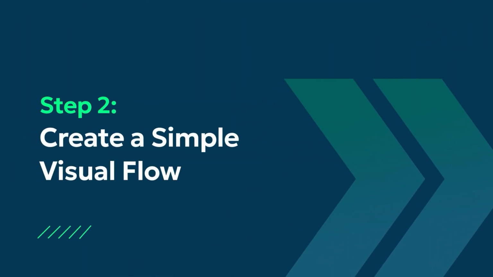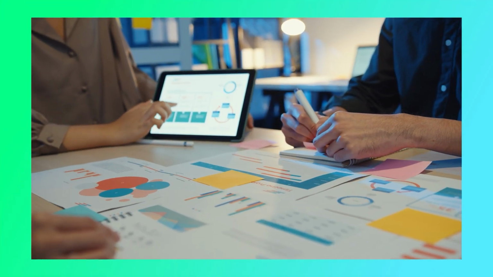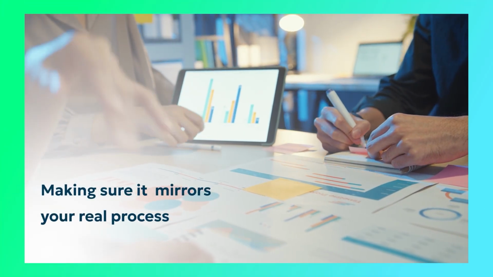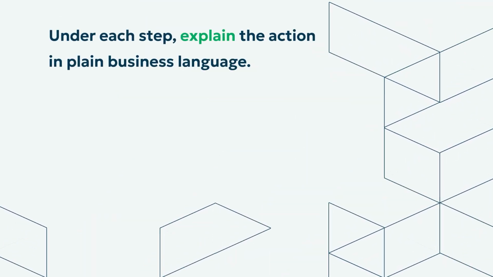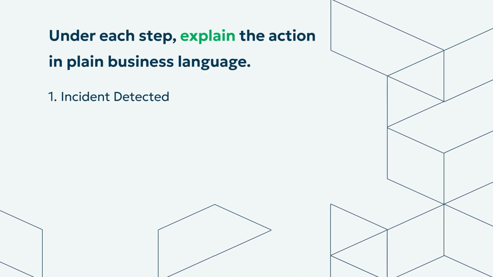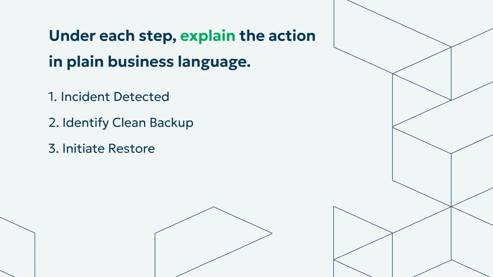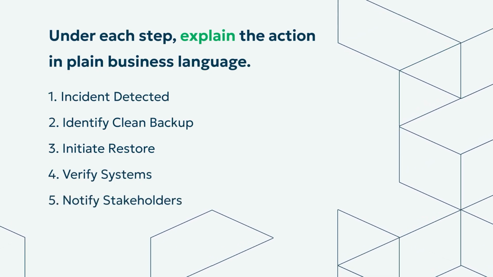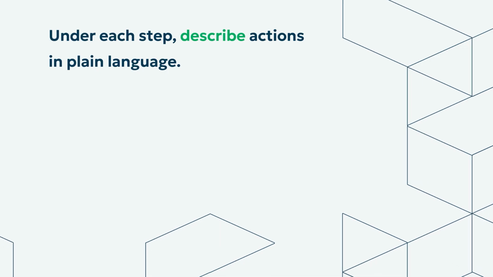Step 2. Create a simple visual flow. Create a flowchart that outlines a basic recovery pathway, making sure it mirrors your real process. Under each step, explain the action in plain business language. Incident detected, identify clean backup, initiate restore, verify systems, notify stakeholders. Under each step, describe actions in plain language.